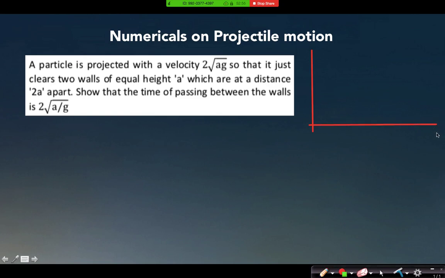If I say that this is the x-axis, y-axis, and the particle follows this projectile path, then there are two walls. Suppose this is one wall here and there is another wall here. Both have the same height a. Suppose this height is a, this height is also a, and the distance in between them is 2a.